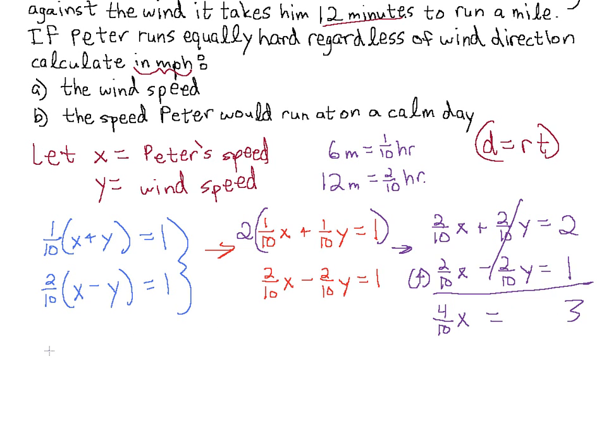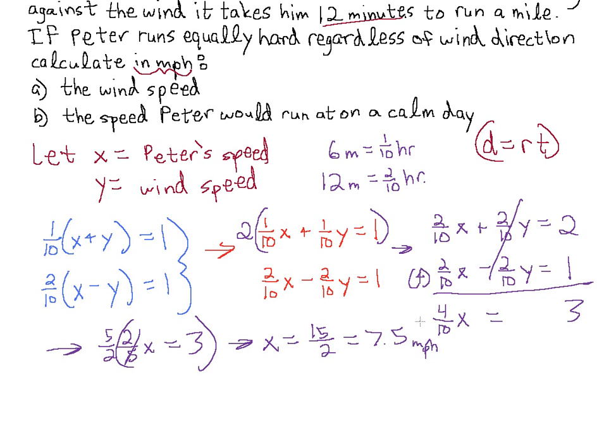Now we can go ahead and solve for x. We can simplify this. 4 over 10 is the same as 2 over 5 times x equals 3. And we can multiply by the reciprocal of the coefficient of x, which is 5 over 2, which will isolate x. So we have x on the left-hand side, 5 over 2 times 3 on the right-hand side, so 15 over 2. Or we can also write this as 7.5. 7.5 equals x. x is Peter's speed, so Peter's speed is 7.5 miles per hour.